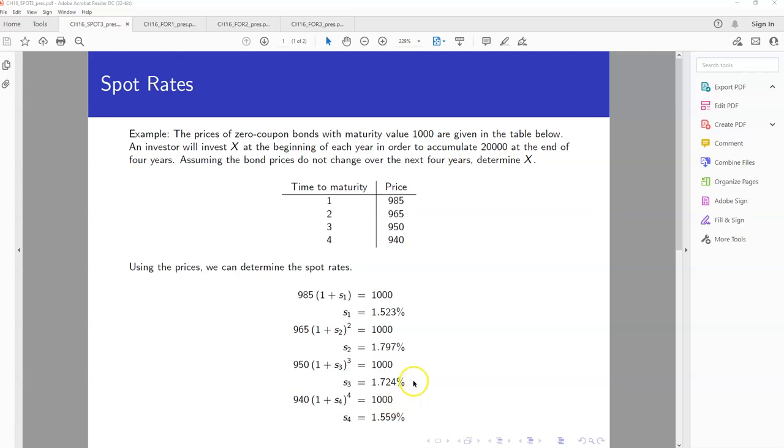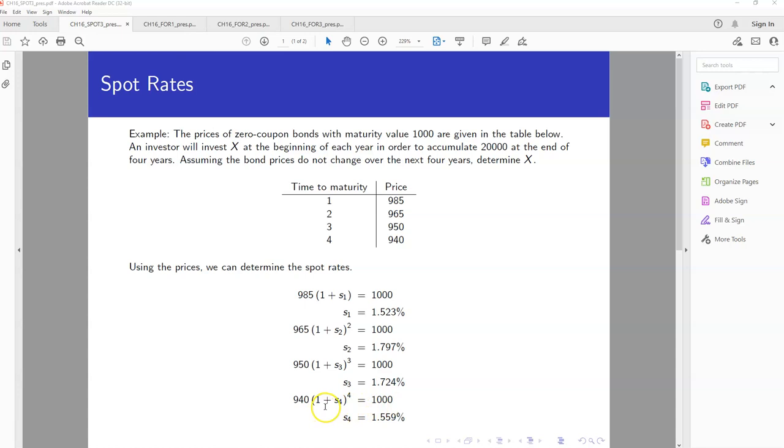All right, so each of these now are going to help us to figure out the amount X at the beginning of each year that the investor needs to make in order to accumulate 20,000. So the first one, the value of X, is going to be deposited at time 0 and accumulate to time 4. So that's like we have a zero coupon bond. You would buy a zero coupon bond at time 0 and let it mature to time 4. So that first payment is going to be subject to the 4-year spot rate.